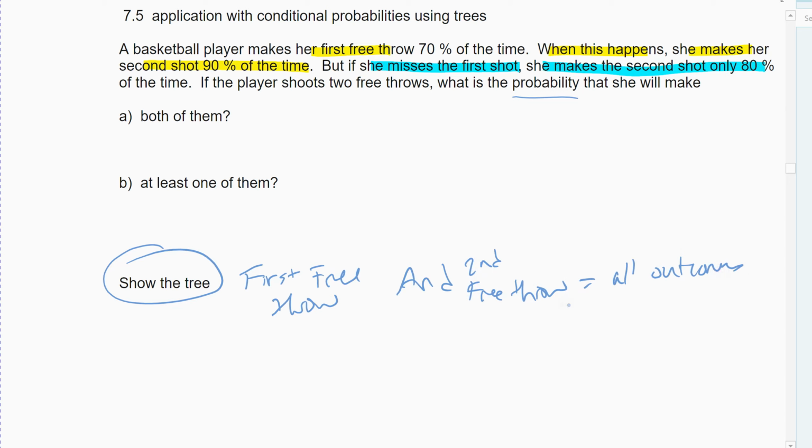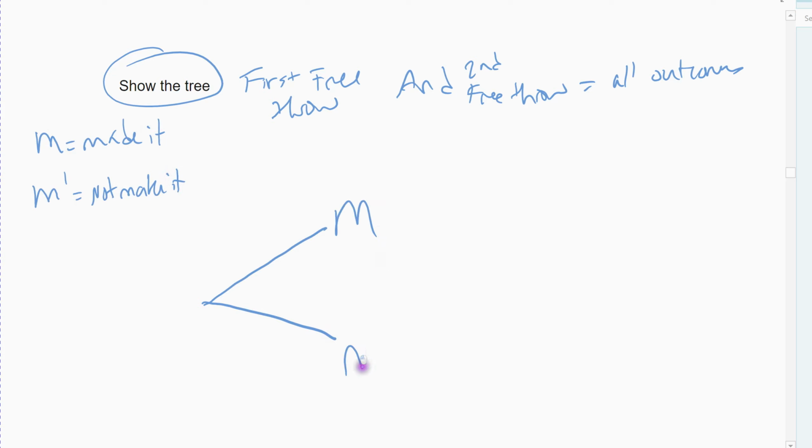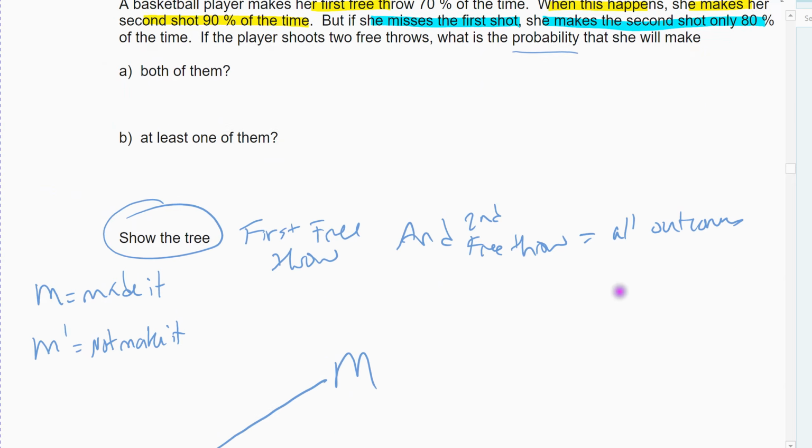It's going to list all the things that can happen when she shoots two free throws and all the probabilities that go with them. For the first free throw, there are two branches. When you shoot a free throw, there are two things that can happen. Either you make the free throw, and I'm going to let M be she made it, and M prime she did not make it. When you shoot a basket, either it's going to go in and you made it, or it's not going to go in and you missed it. She had a 70% chance she'll make the first free throw.